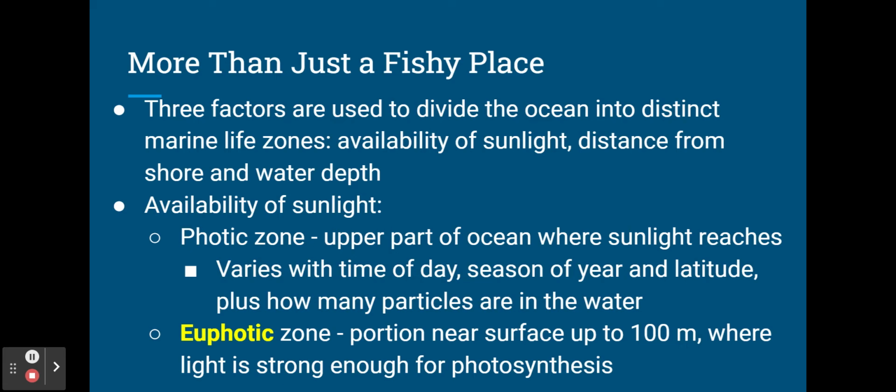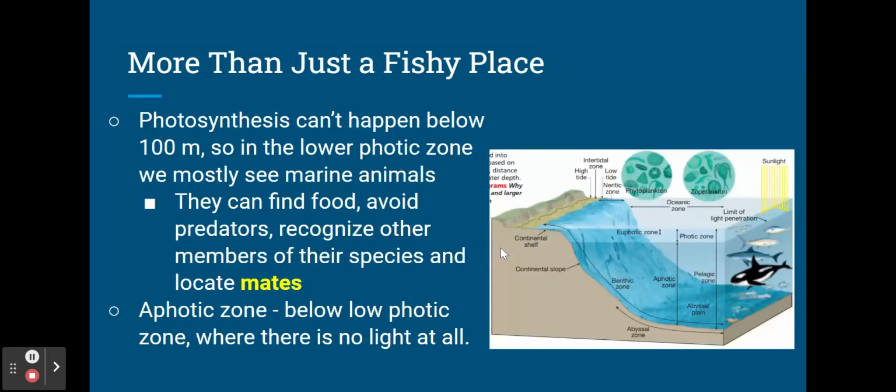Then you have the euphotic zone, which is near the surface up to 100 meters below sea level, where light is strong enough for photosynthesis. Photosynthesis can't happen below 100 meters. In the lower photic zone, we mostly see marine animals, organisms that can find food, avoid predators, recognize other members of the species, and locate mates because there's enough light for them to see. The organisms above 100 meters tend to be the plants and the algae.